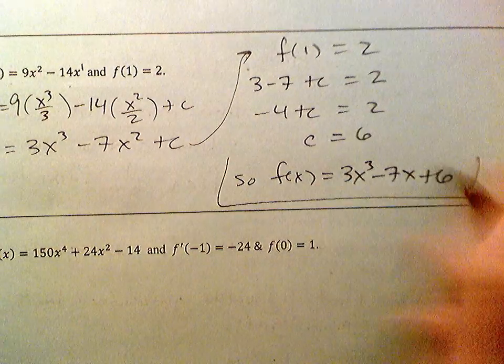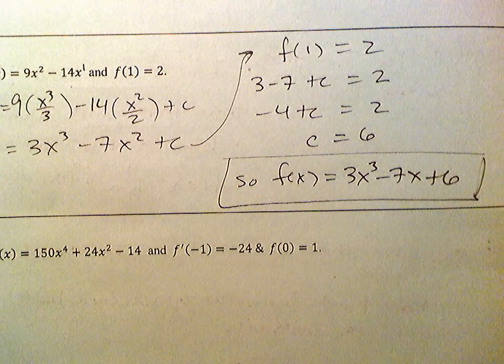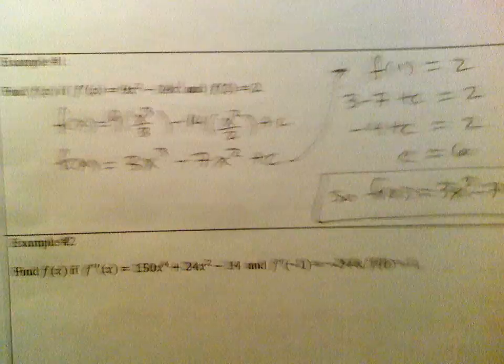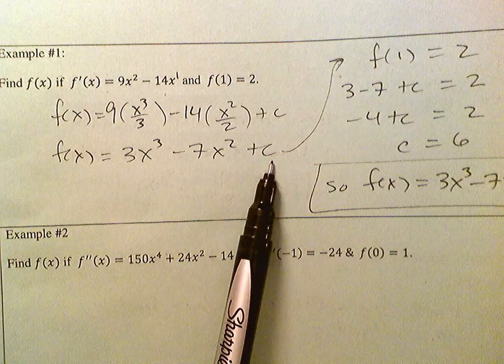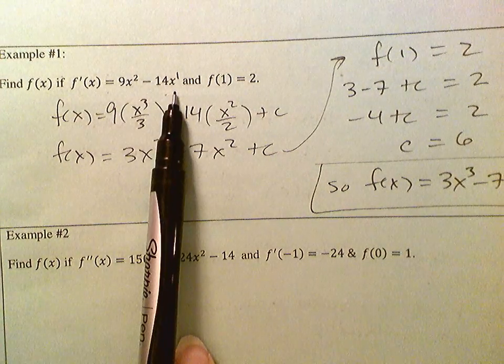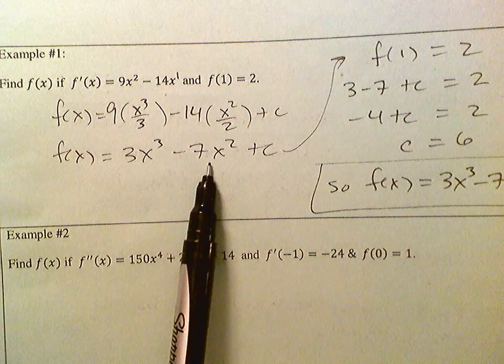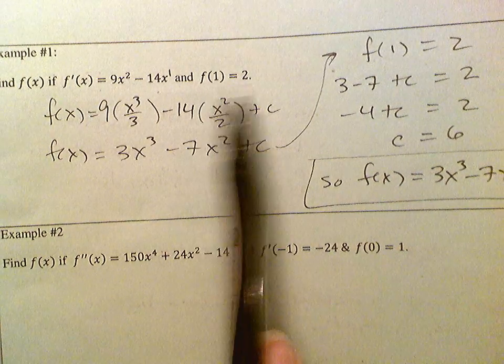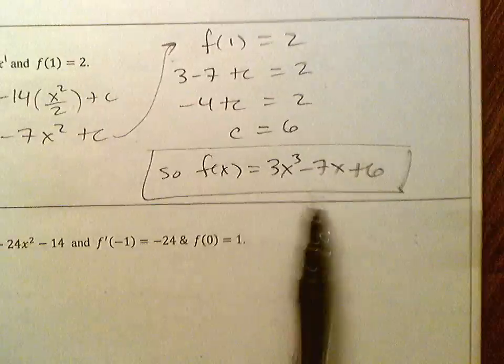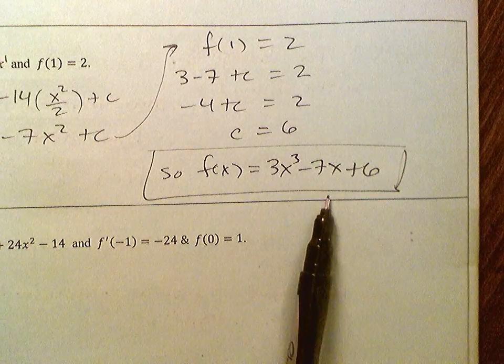I think these are fun. They're very straightforward. Okay? So this f of x represented the family of all possible functions that have this derivative. So this here is the antiderivative family. But there's only one member of this family for which this is the case. All right, so we found that it was this member.